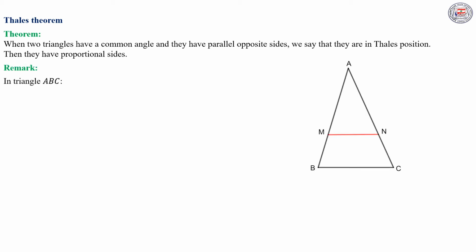In triangle ABC, if MN is parallel to BC, then AM over AB equals AN over AC equals MN over BC. This is the Thales theorem. Please open your books on page 34 in order to solve number 7.